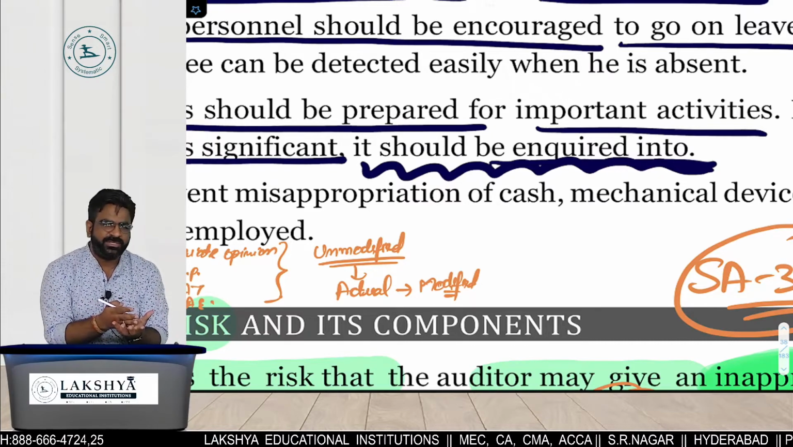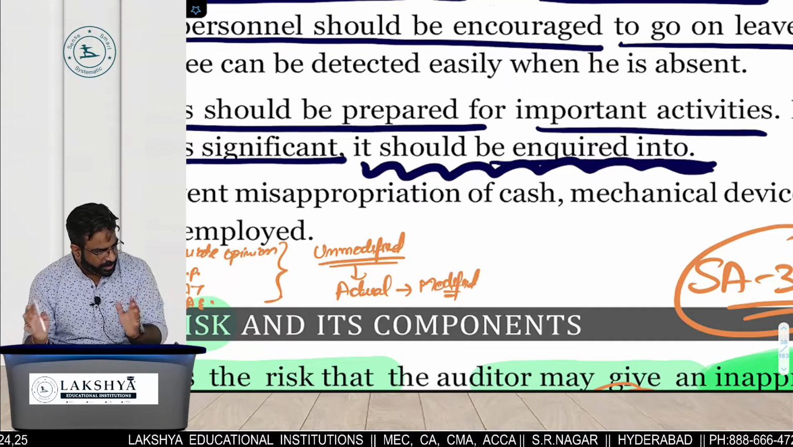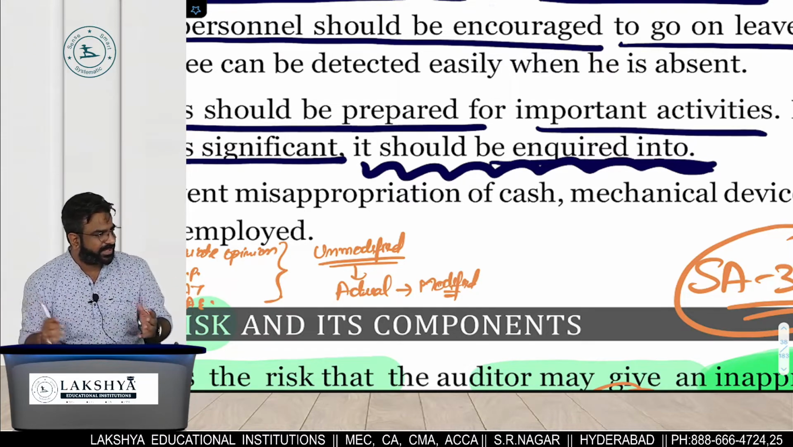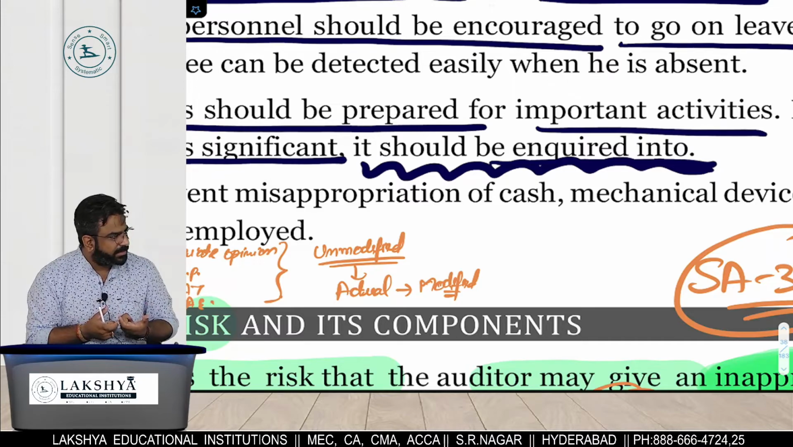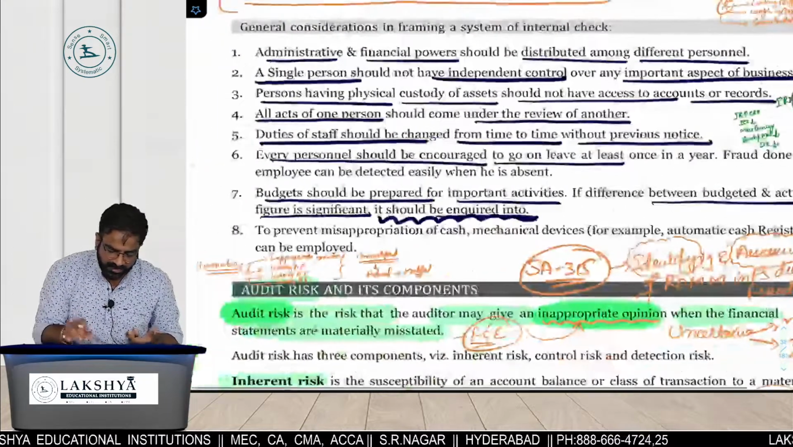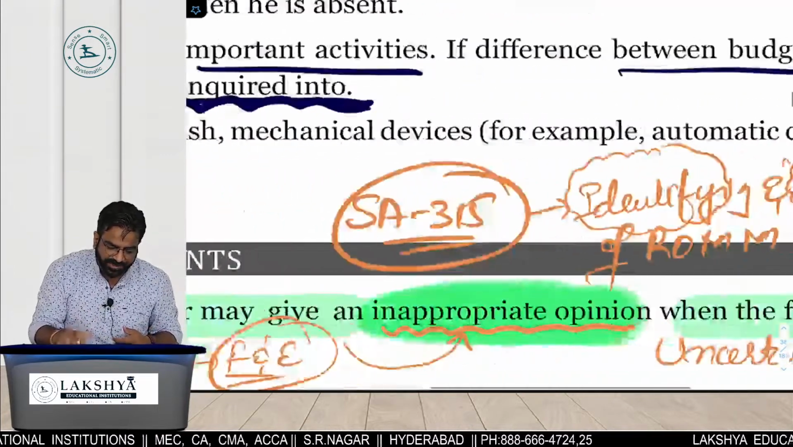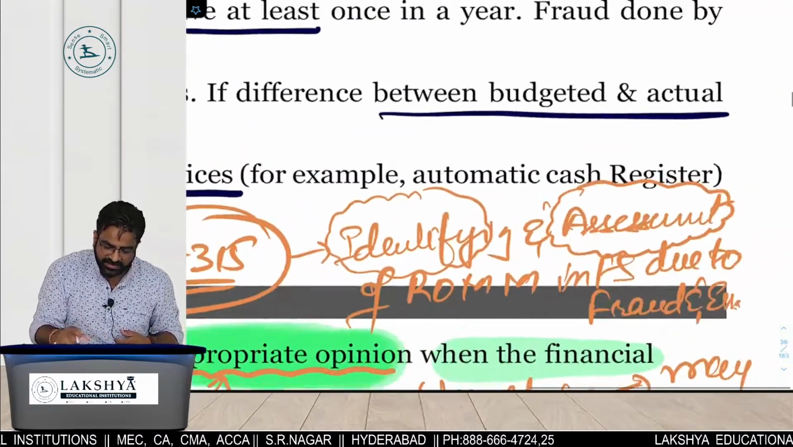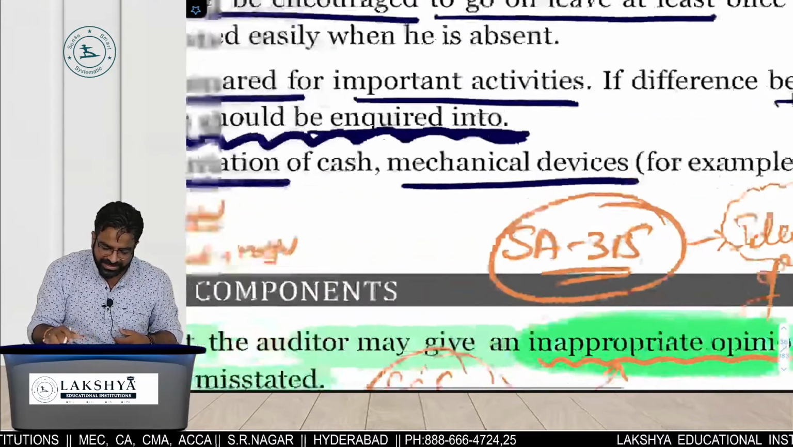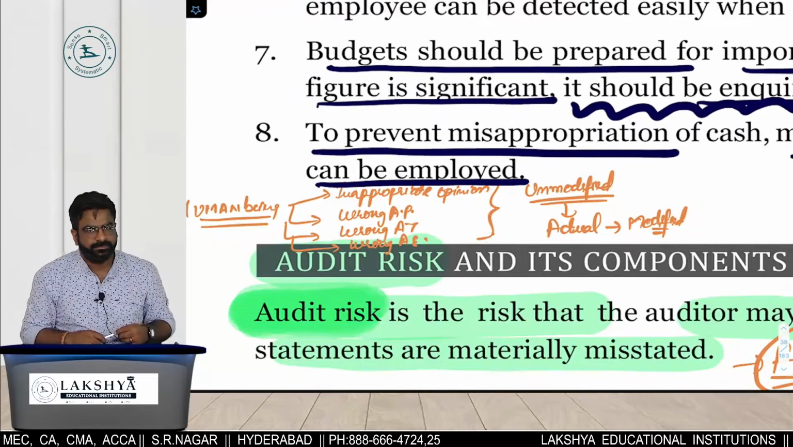जैसे 2 crore का बजट है, 2 crore, 5 lakh, 6 lakh is fine. It is near to what? 2 crore. But जैसे 3 crore, 4 crore हो जाएगा, the difference is what? Insignificant or significant? It has to be inquired. And what is the last point, everyone? To prevent misappropriation of what? Cash, mechanical devices. For example, automatic cash register can be what? Employed. What do you mean by that?